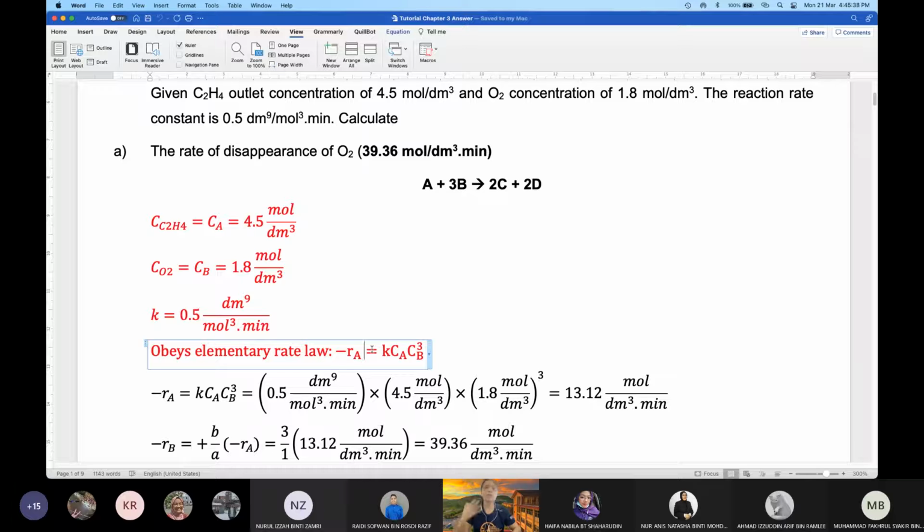Okay, so if you wonder why, because the rate law ni, yang rate law punya hukum ni, the law says this is to find for minus RE. So kamu kena cari minus RE dulu, then baru kamu boleh cari rate for other species. Okay. So first what we do, kita cari dulu minus RE.